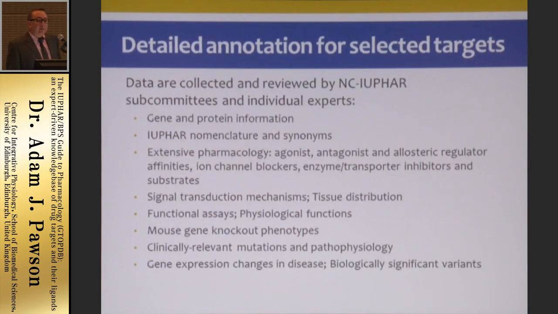As far as the detailed pages are concerned, those are the pages that were originally contained in the IUPHAR database, and there's a lot more information presented for these. All these data are collected and reviewed by the NC-IUPHAR subcommittees and individual experts where a subcommittee has not been formed. You can see there's a lot of information contained there, for example, gene and protein information, all the pharmacology, signal transduction mechanisms and tissue distribution, functional assays and physiological functions, mutations and pathophysiology and biologically significant variants, and a whole lot more. I haven't got it all listed there.